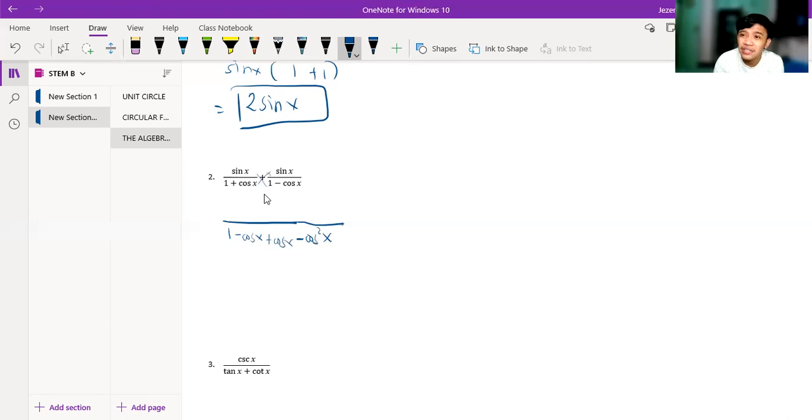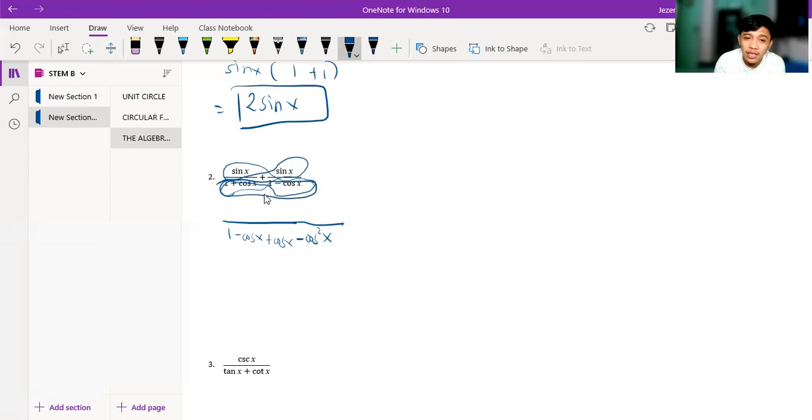Ang tawag dito ng aking estudyante sa college, butterfly method. Kasi di ba, ganito daw siya, butterfly method. Butterfly method daw yan. Di ba? So, cross multiply natin taas at baba.